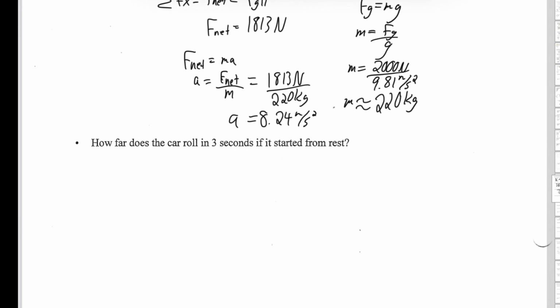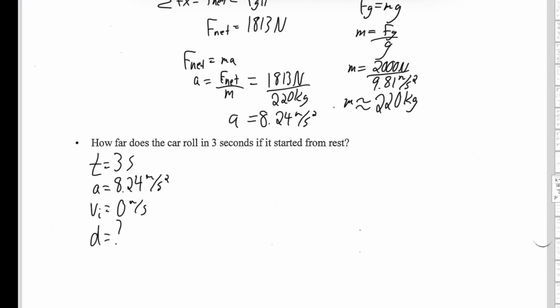All right, so now how far does the car roll in 3 seconds if it started from rest? So our time is going to be equal to 3 seconds. Our acceleration is equal to 8.24 meters per second squared. And it's starting from rest. So our initial velocity is going to be equal to 0 meters per second. It's looking for how far it rolled. So we're looking for d.